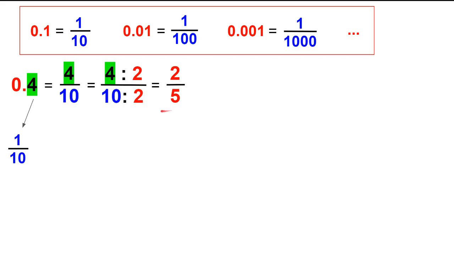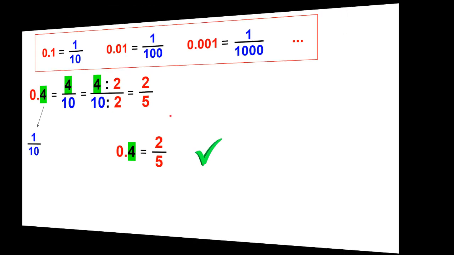Although 2/5 equals 4/10, the simplified version is the one that you need. Simplified fraction. So 0.4 is 2/5. Let's see some more examples.